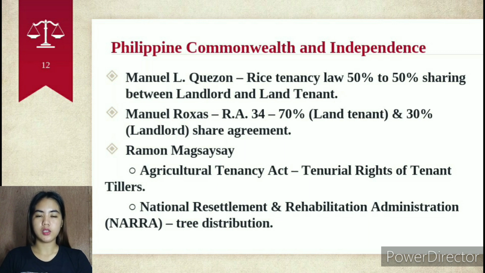For Manuel Quezon, he has the rice tenancy law, which is 50% to 50% sharing between landlord and land tenant. Manuel Roxas, with Republic Act 34, had 70% for the land tenant and 30% for the landlord share agreement. While Ramon Magsaysay implemented the Agricultural Tenancy Act, or the tenurial rights of tenant tillers, and the National Resettlement and Rehabilitation Administration, or NARRA, or the free land distribution.